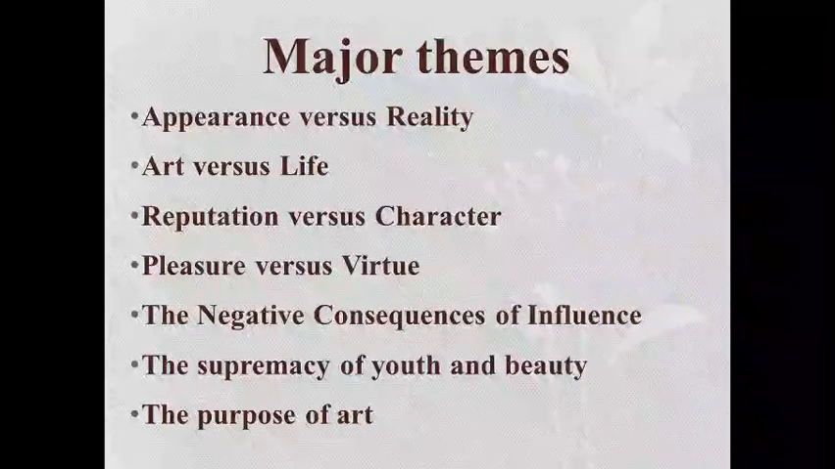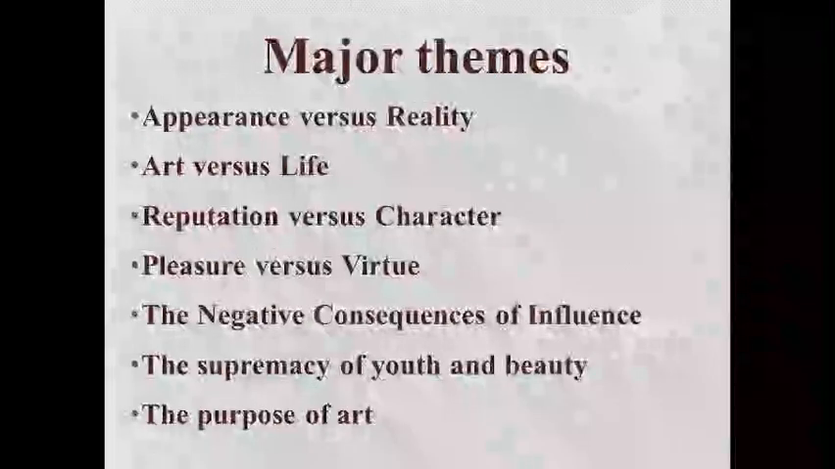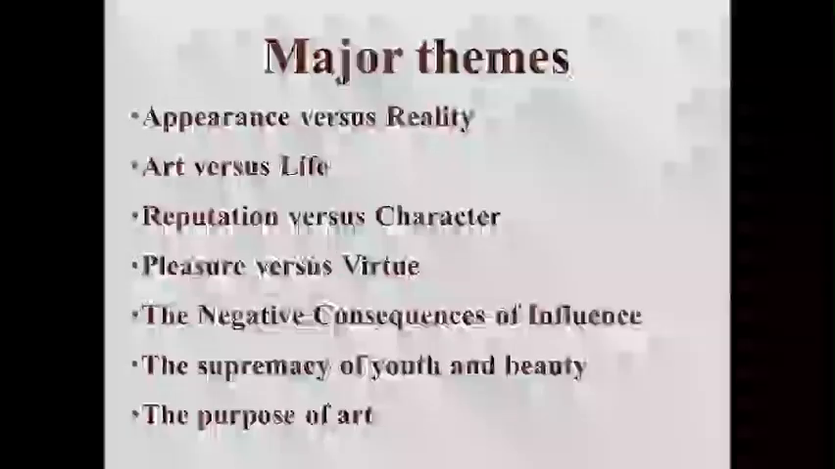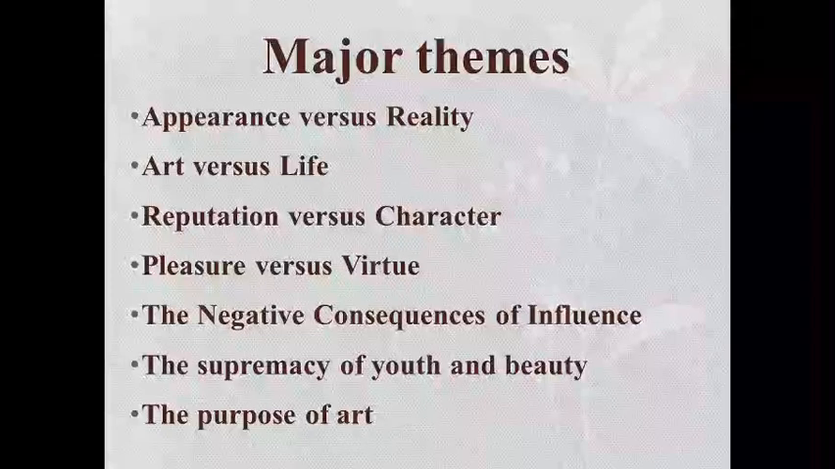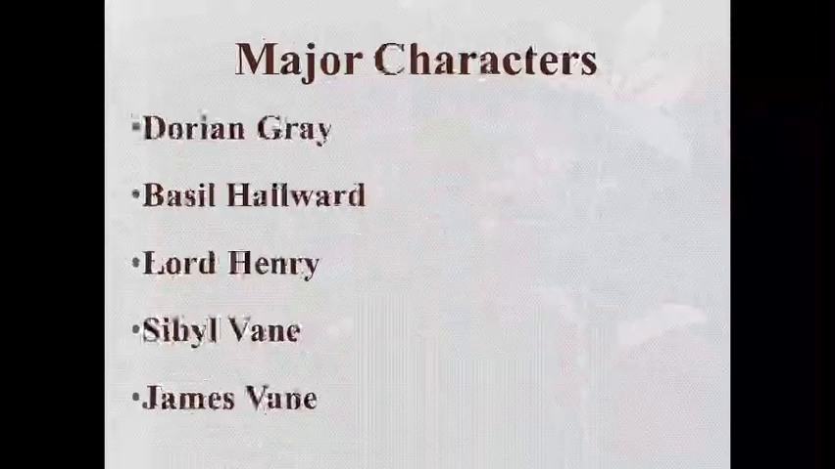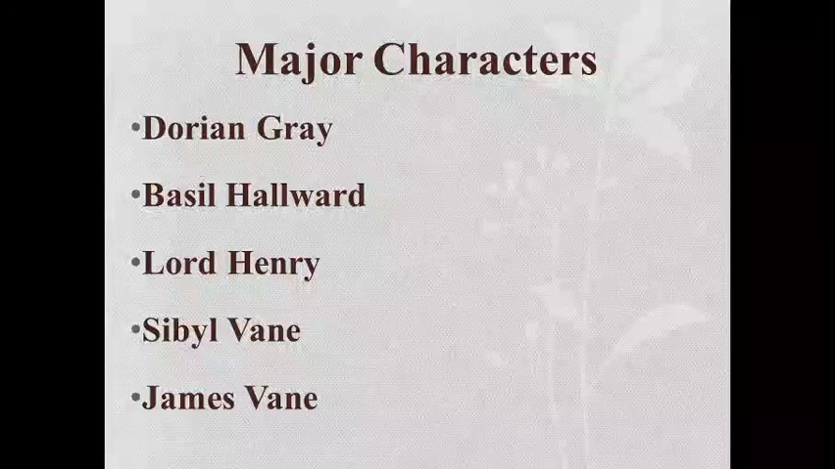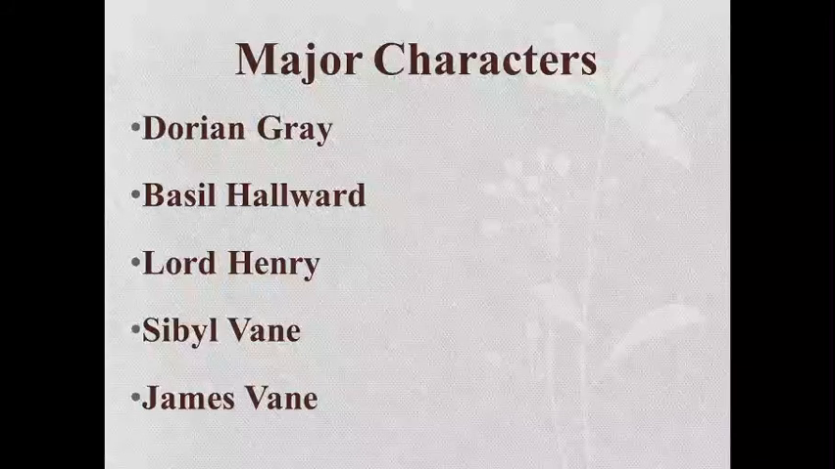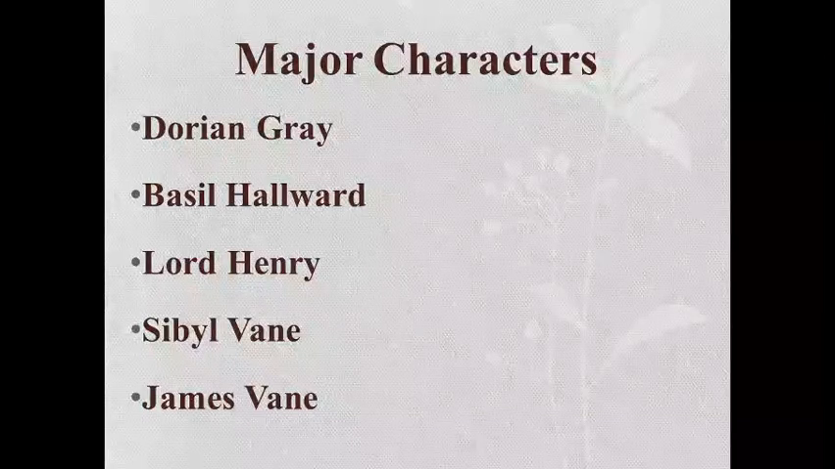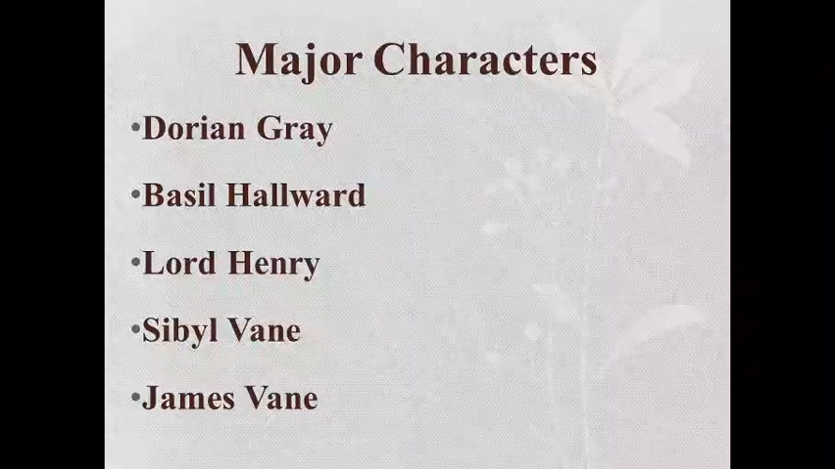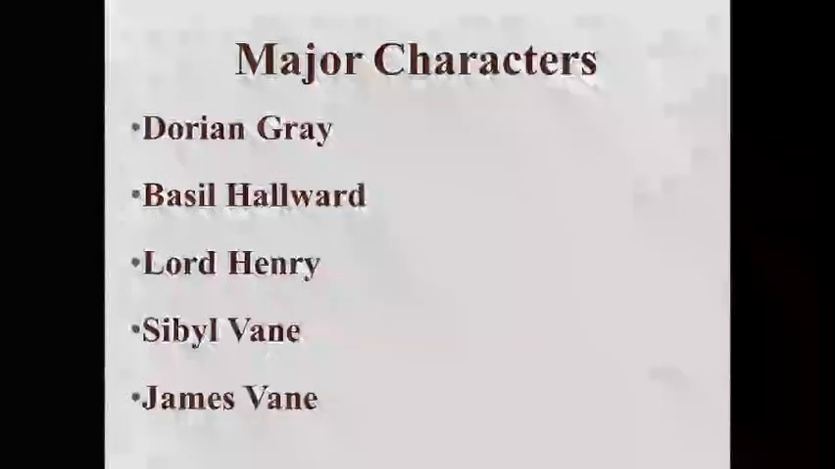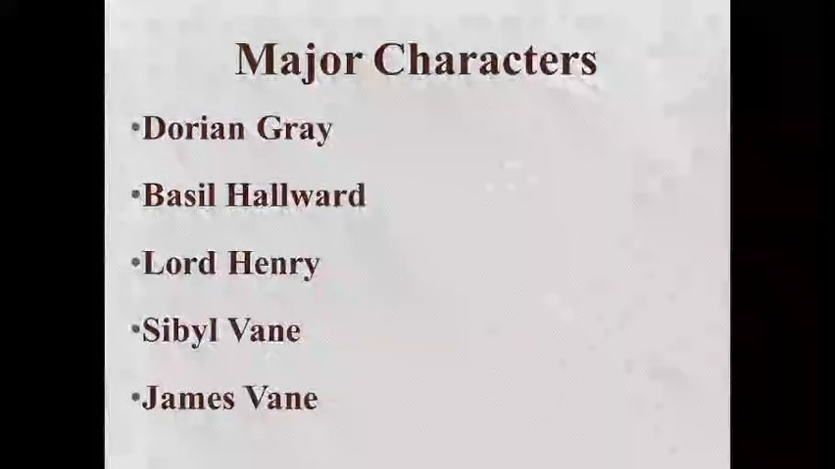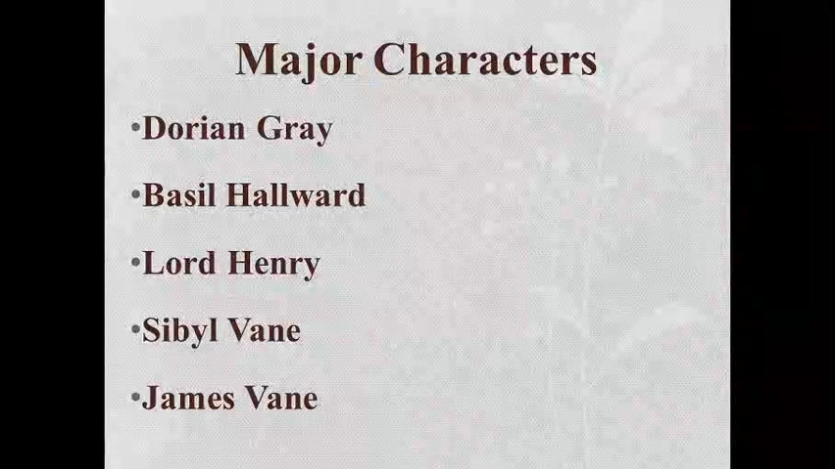And so Dorian is like Narcissus, and he falls in love with his own image, not anyone else's. His own image, and he is ultimately destroyed by it. Then let's talk about the characters. I have here 5 characters. The main ones are Dorian Gray, Basil Hallward, and Lord Henry. But Sybil Vane and James Vane are secondary characters, though they also have many connections with these main characters.